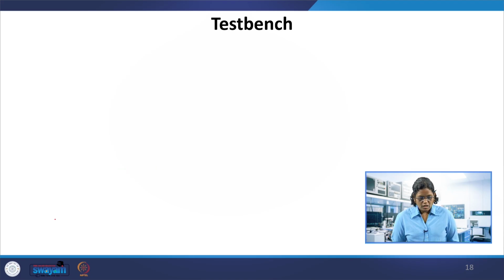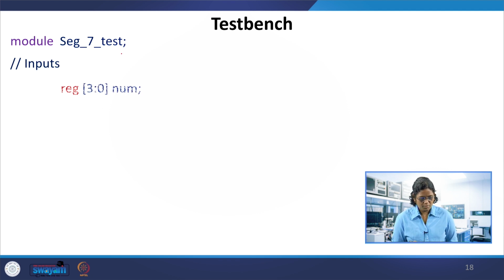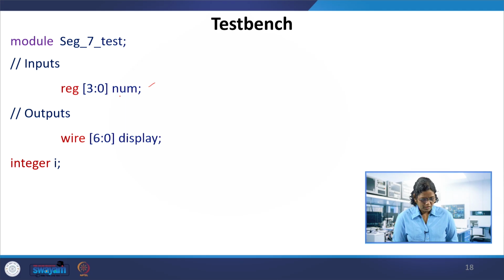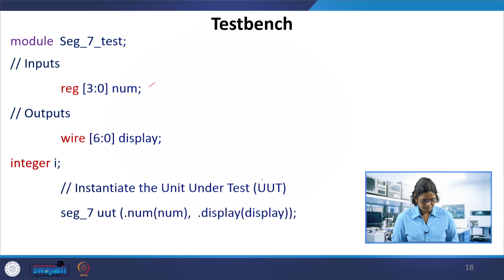Okay, so the test bench for it, 7 segment test. Inputs reg is again the in number, output is a display wire, 7 bit, and this is a 4 bit input. Integer I to have the numbers from 0 to 15. Instantiate, call that module, the Verilog module 7 segment, 7 UUT dot num and dot display. There are only 2 parameters in the input.